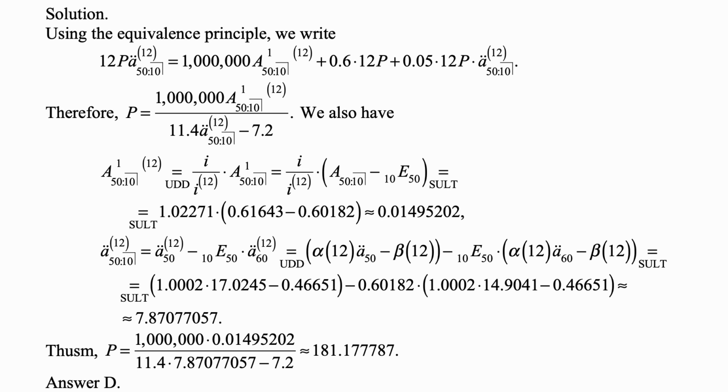We plug them all in, do the calculation, and we get approximately 7.8707757. Then we plug it all in into the formula for p, and do the calculation, and p comes out to be about 181.177787, and that's answer D.